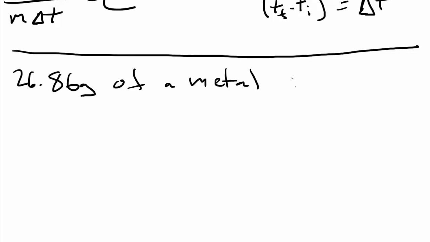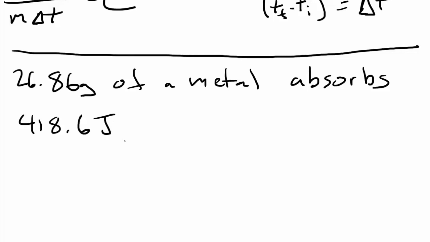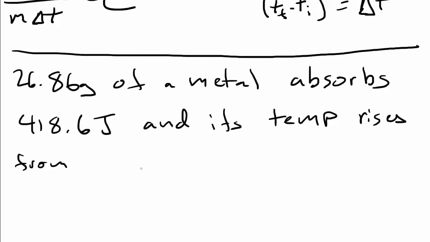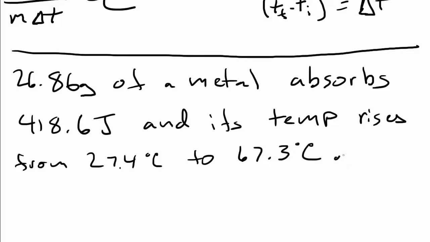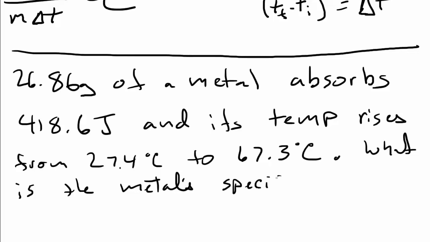And it absorbs, let's say, I don't know, just make a number up, 418.6 joules of heat energy, and its temperature rises from, let's say, 27.4 degrees Celsius to 67.3 degrees Celsius. What is the metal's specific heat?